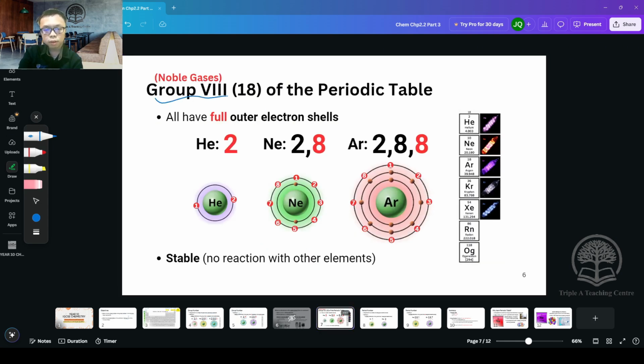This is a very important group, so I need to mention group 18 of the periodic table. We call these elements noble gases, or inert gases. Why? Because they all have full outer electron shells. Helium has 2, which is full already for the first shell. Neon has 8 for the second shell, so it's full also. Argon has 8 electrons in the third shell, which is also full. What do I mean by full? It means that it will be stable, with no reaction with other elements. We call them inert gases because they don't form compounds with other elements. They will stay what they are: helium will stay as helium, neon will stay as neon. They don't form compounds easily with other elements, so they are stable.